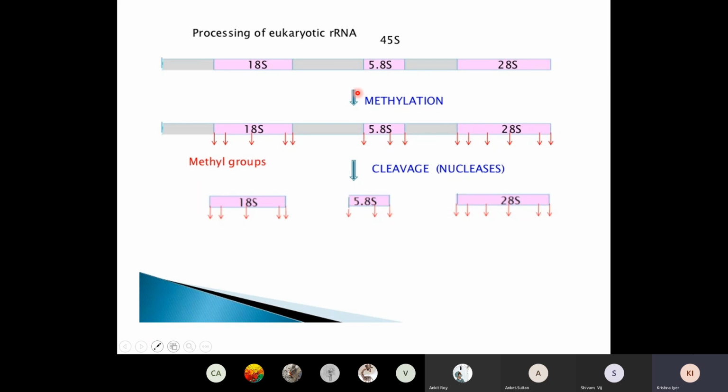Now, these arrows which I have shown here are all places where methyl groups are added. So two things are happening. One, methylation is occurring, and all these red arrows you see are where methyls are added. And the second is that cleavage is also occurring, where you get cut out pieces. Now this also occurs in prokaryotes.